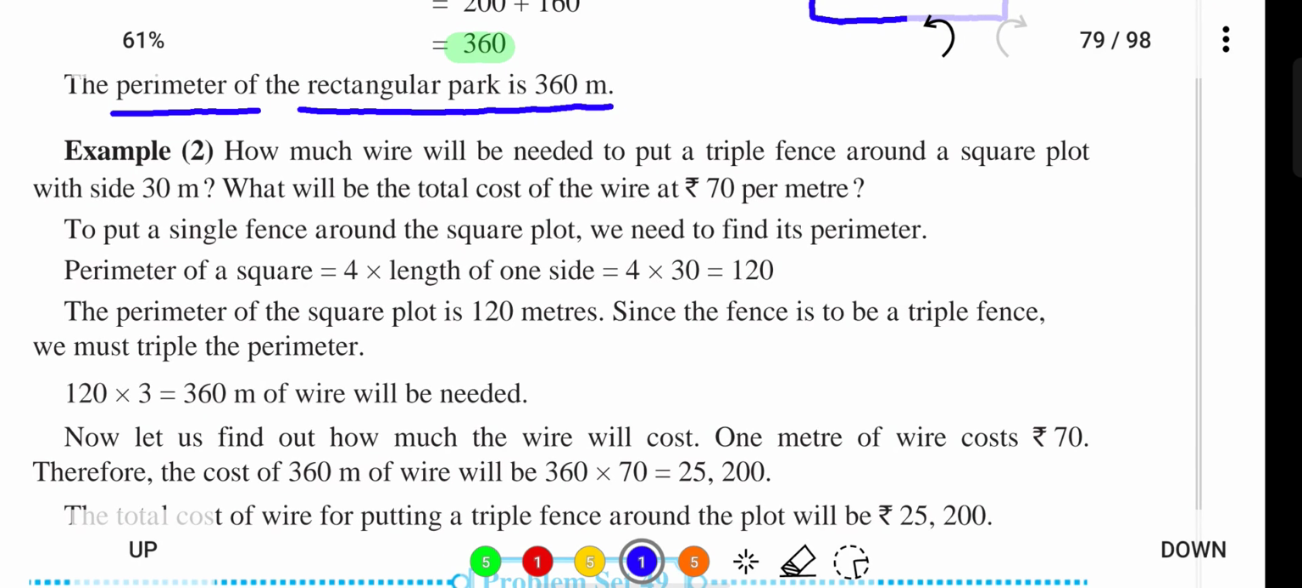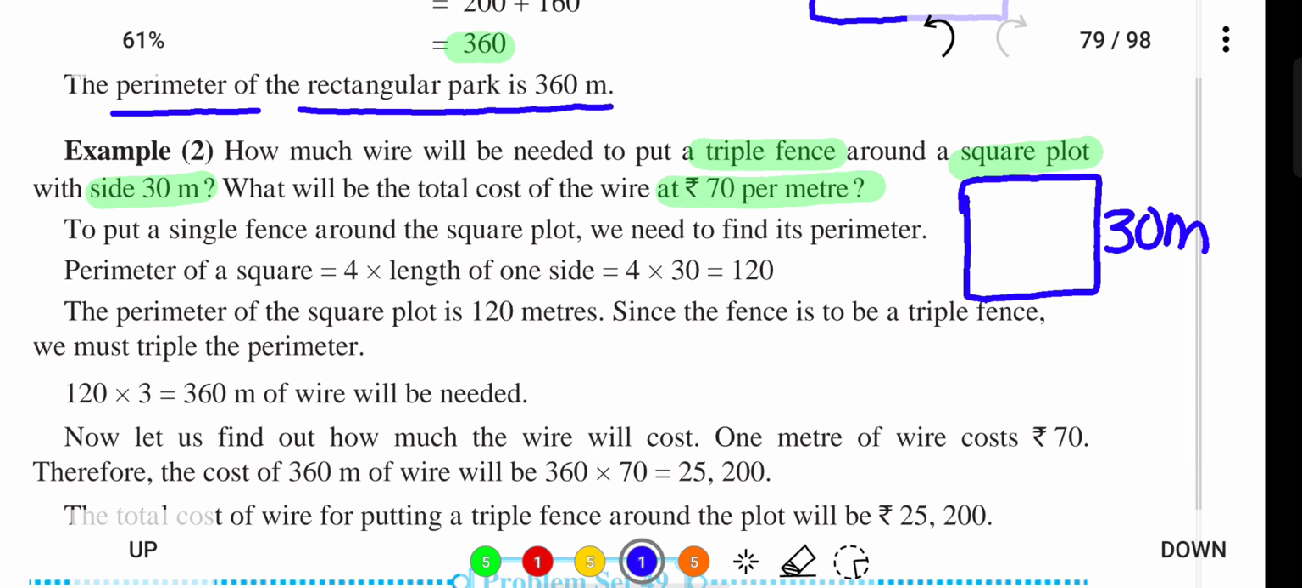How much wire will be needed to put a triple fence around a square plot with side 30 meter? And also, what will be the total cost of the wire at rupees 70 per meter? So we draw one diagram. We draw a square of 30 meter side.